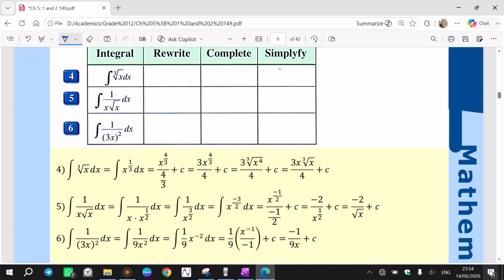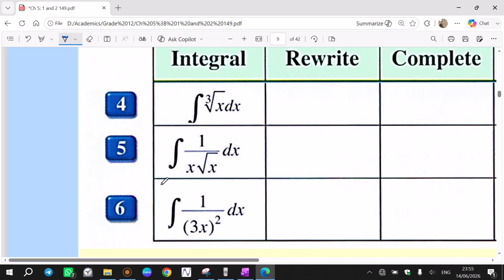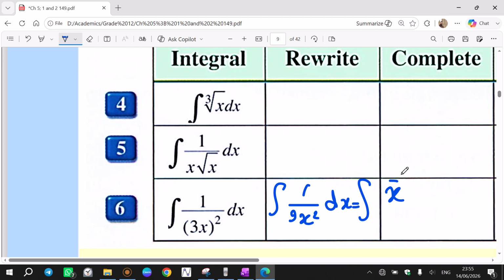These are all easy questions. We already solved identical to them. Question 6 is a great question. Whenever you see power for a number and x, the power equally goes to both of them. So this is going to be integral 1 over 9x squared dx. And to do the integral, I can send x squared up. It will be integral x power negative 2 over 9 dx.